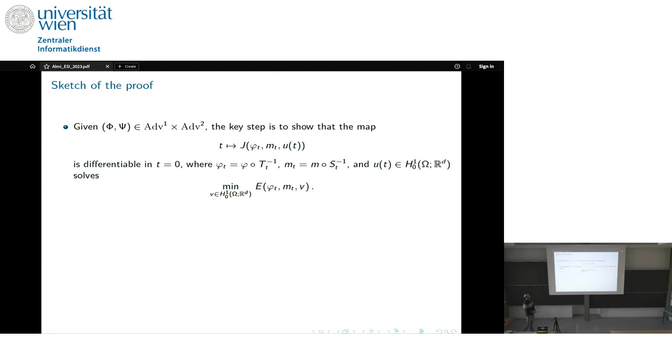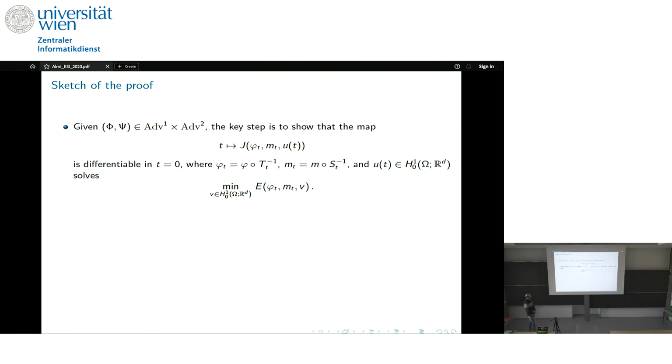It is, of course, simply trying to differentiate this cost functional for t equals 0. And what are phi_t and m_t here are defined here. So it's phi composed with the inner variation that you defined before. The same you do for m_t. And u_t instead is the solution of the elastic equilibrium given phi_t and m_t.